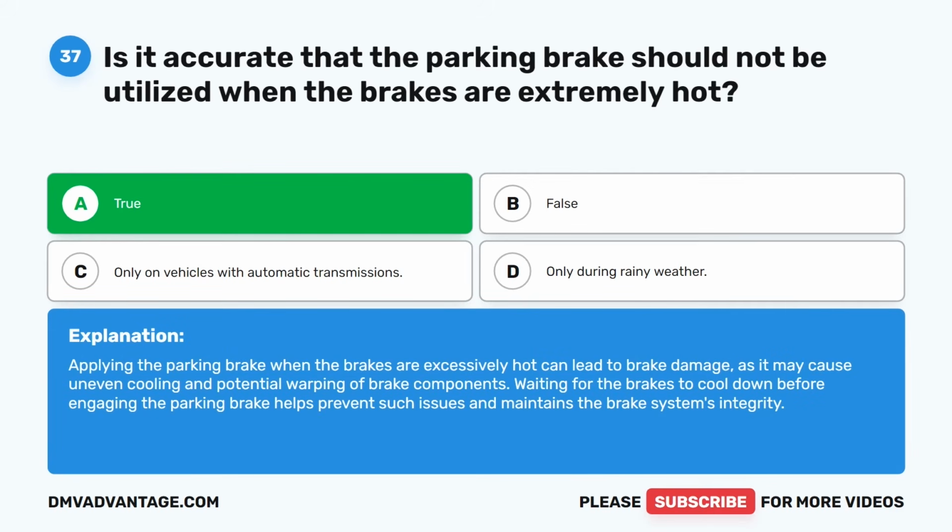Applying the parking brake when the brakes are excessively hot can lead to brake damage, as it may cause uneven cooling and potential warping of brake components. Waiting for the brakes to cool down before engaging the parking brake helps prevent such issues and maintains the brake system's integrity.